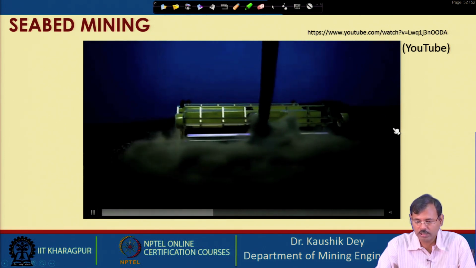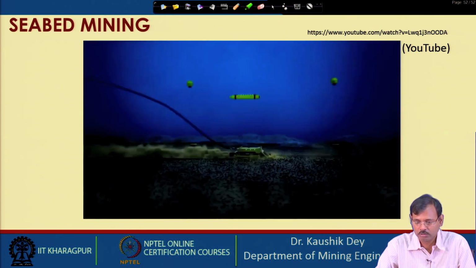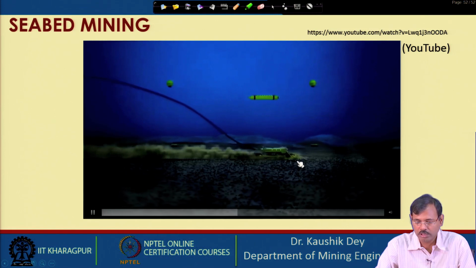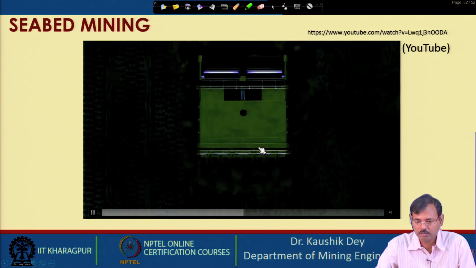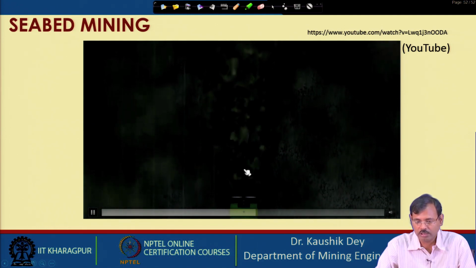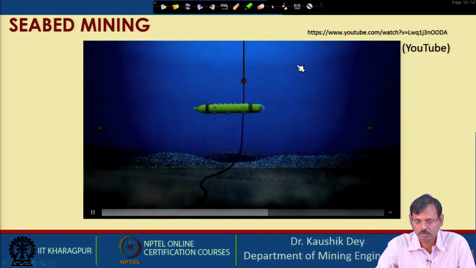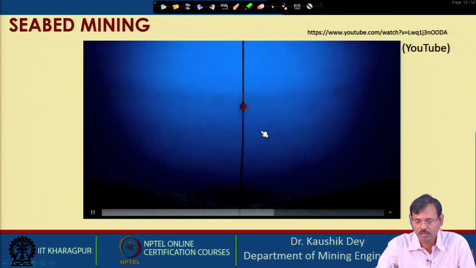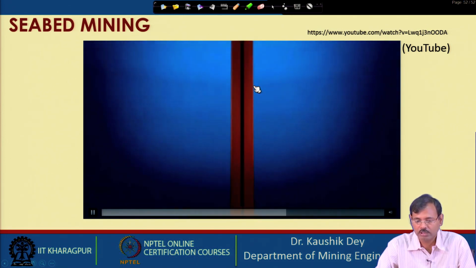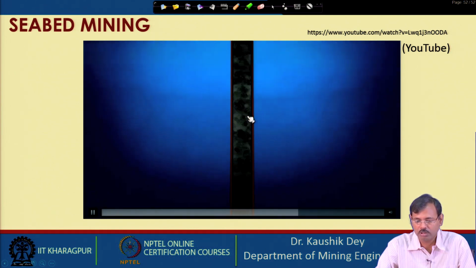And now it is basically taking out or excavating the material, and this excavated material is now taken out through this pipeline. There are power boosters here which are increasing the pumping capacity, and the material is taken out like this.